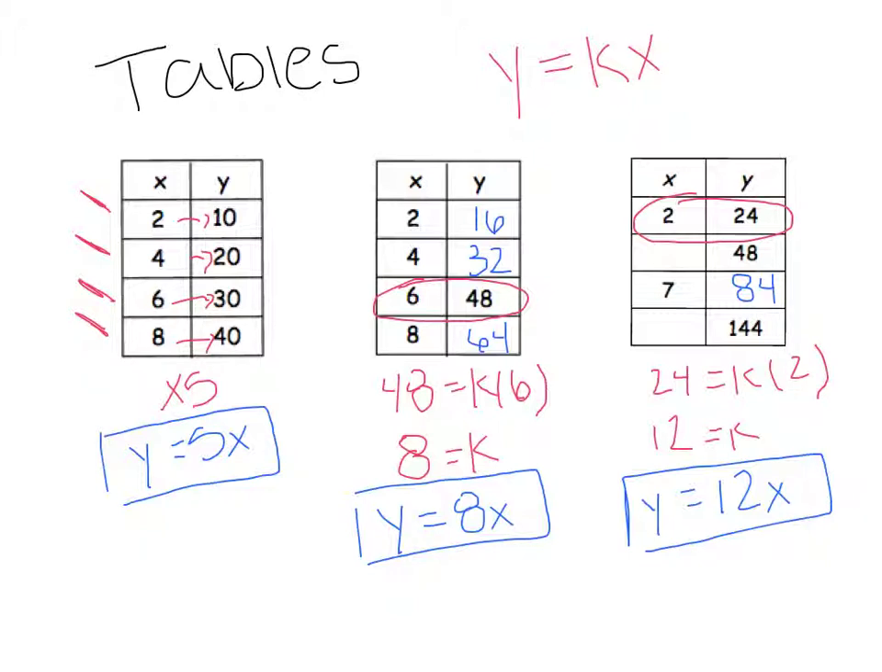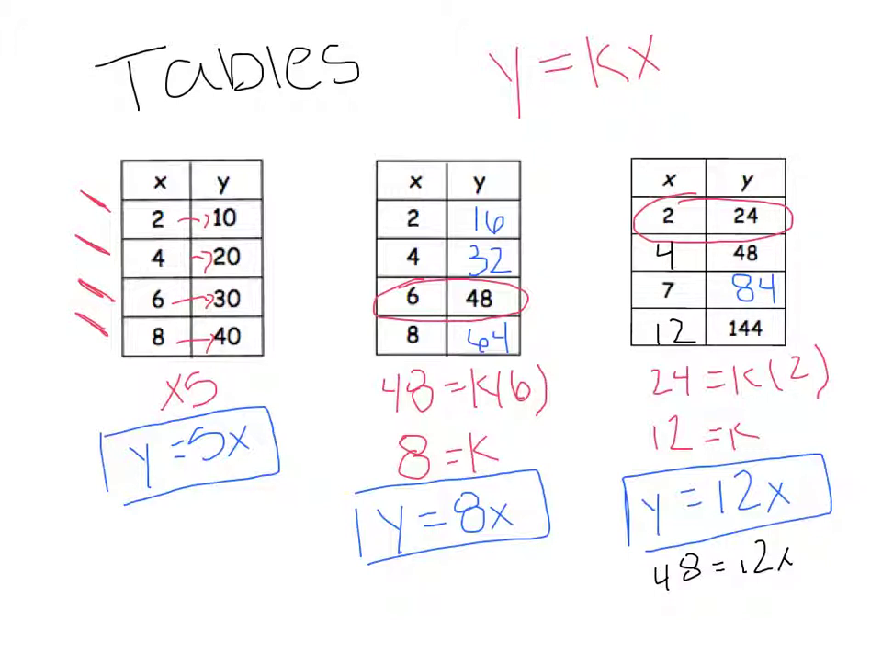Now, in the other ones, we're going to have to go backwards. We know y, so 48 equals 12x. Divide both sides, and you would get 4 for that blank. 144 divided by 12 is going to get us 12.